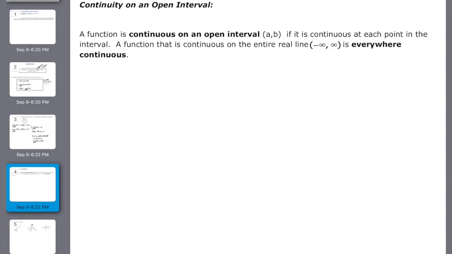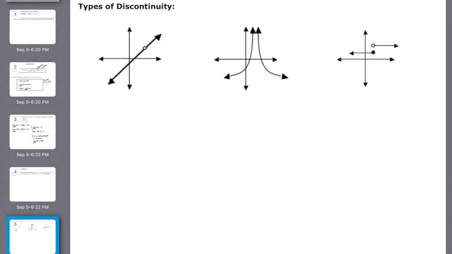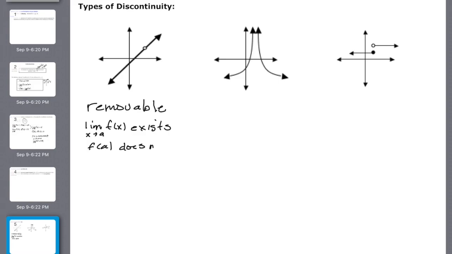Okay. When it comes to discontinuities, there's 3 types of discontinuities. You already learned these in Algebra 2. We've talked about these in class. So we have the removable. Here the limit exists, but f of a does not. So it already fails on the first one, which means that it's not continuous by the definition of continuity.